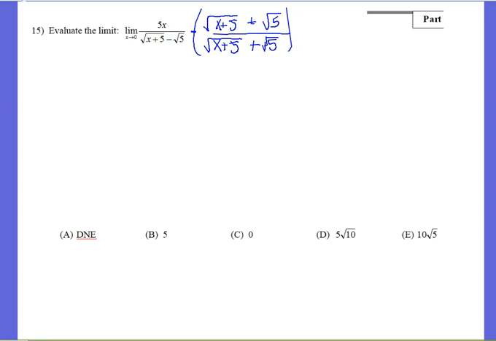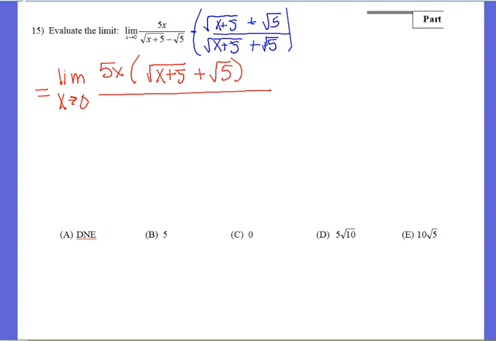So here's where the major mistakes happen. First of all, when you were writing it out, many of you forgot your parentheses. What do I mean by that? The numerator is 5x multiplied by this whole entire root of x plus 5, plus root of 5. The denominator, it's that rule again, a squared minus b squared. Oopsie, that's supposed to say x. Sorry, x goes to 0.